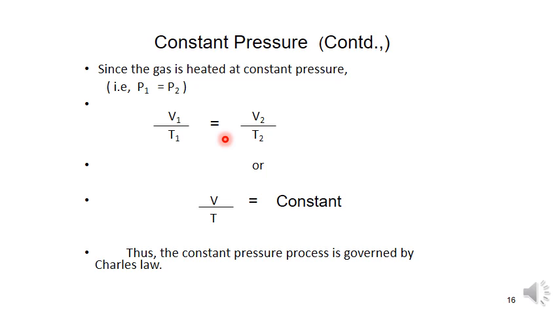This constant pressure process is governed by Charles law. In the first chapter we discussed Charles law: at constant pressure, the volume is directly proportional to the temperature. Thus the constant pressure process is governed by Charles law. So V1 by T1 is equal to V2 by T2, or V by T is equal to a constant, which means V is directly proportional to T.